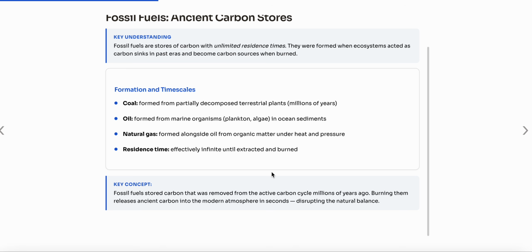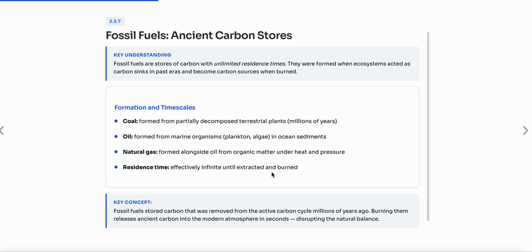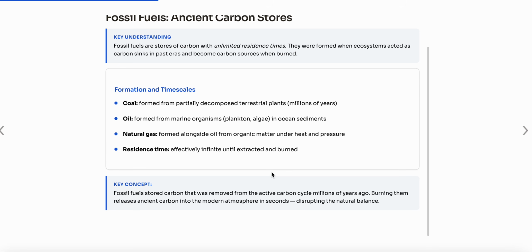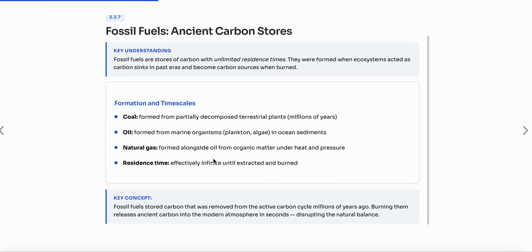Fossil fuels are stores of carbon with unlimited residence time, because they are formed when ecosystems acted as carbon sinks in past eras, and become a carbon source when burned. So it takes thousands of years to form coal, right? Coal is basically formed from decomposed terrestrial plants, and it takes around millions of years. Oil is formed from marine organisms. Natural gas is formed alongside oil from organic matter. Residence time is effectively infinite until exceeded and burned. So these are the ancient carbon stores. So fossil fuel acts as an ancient carbon store.